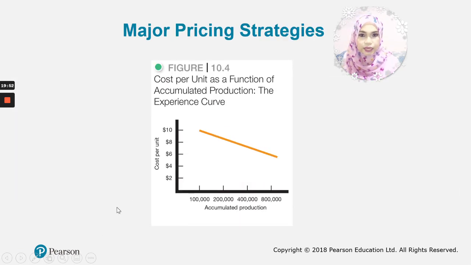And this figure 10.4 shows the cost per unit as a function of accumulated production. As you know, cost per unit will be cheaper as you produce more because you achieve what they call economies of scale.